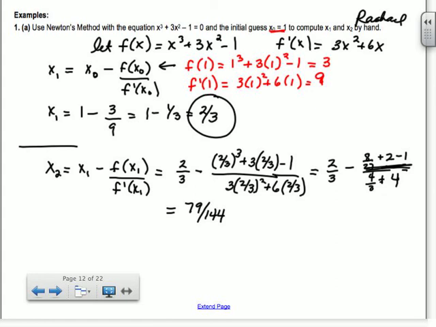All right, so you get 79 over 144. So think about how time-consuming x3 would be. Do you guys understand? x3 would be pretty annoying. Yeah. So it would take a long time.